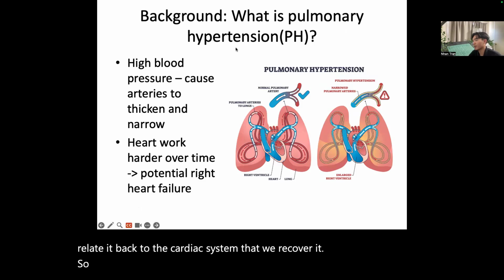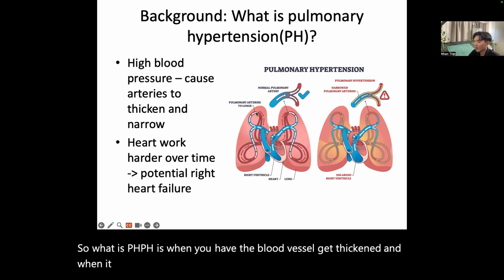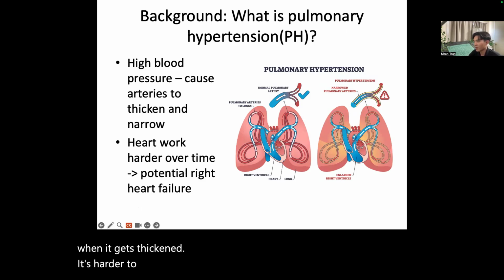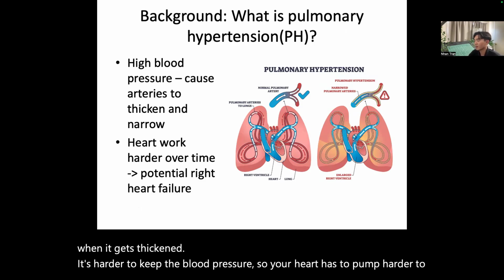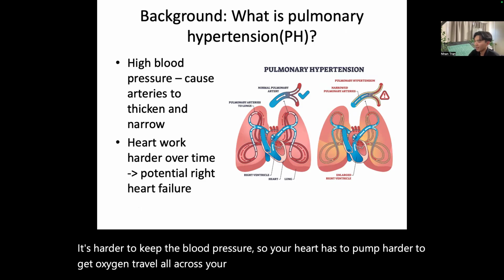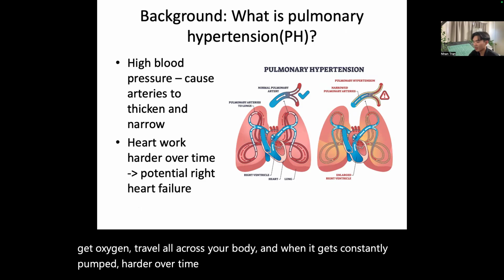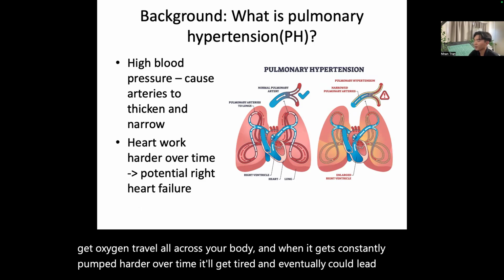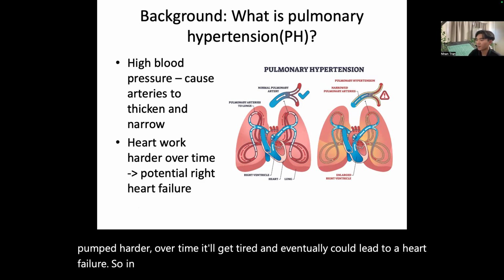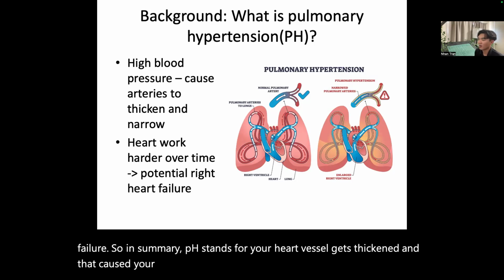So what is PH? PH is when the blood vessels get thickened, and when they get thickened, it's harder to keep the blood pressure, so your heart has to pump harder to get oxygen to travel all across your body. And when it is constantly pumping harder over time, it gets tired and eventually could lead to heart failure. So in summary, PH means your blood vessels get thickened, and that causes your heart to be exhausted.